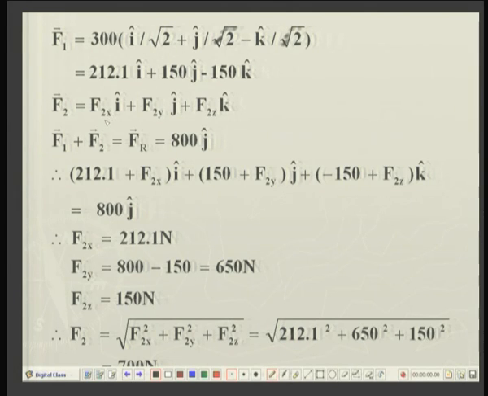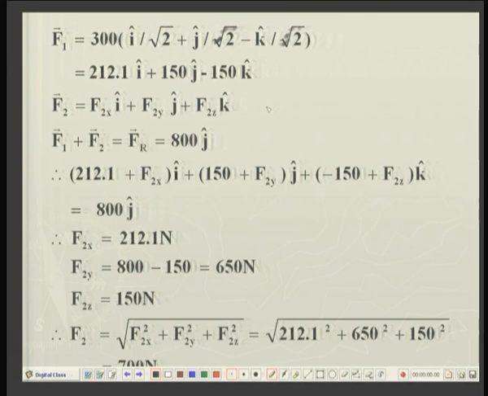F2, since we do not know its magnitude, in component form will be F2x i plus F2y j plus F2z k. So these are the three components.